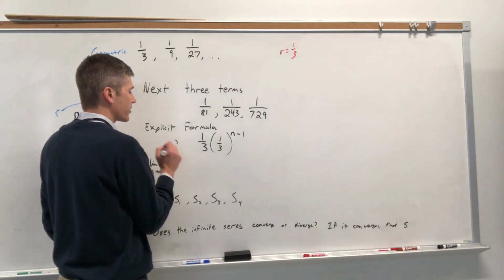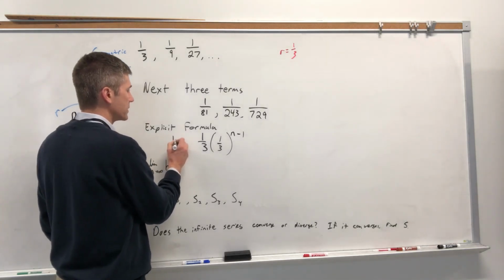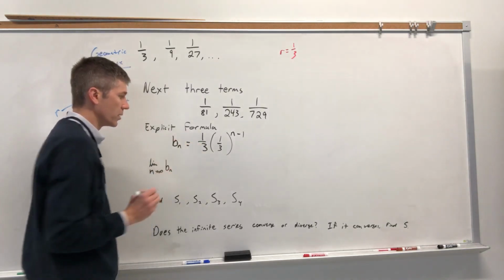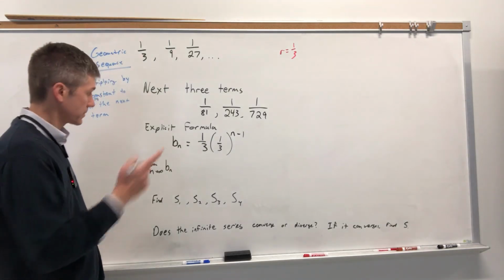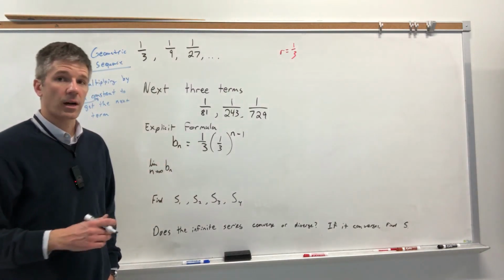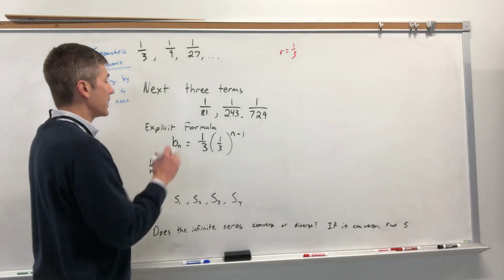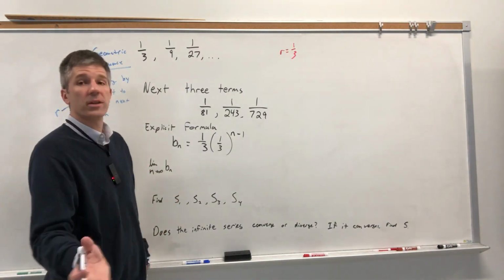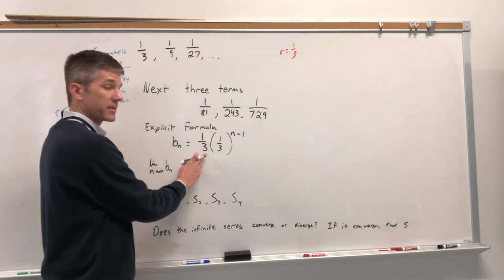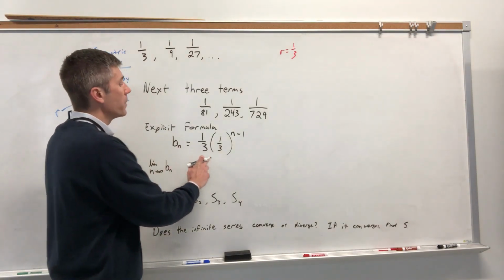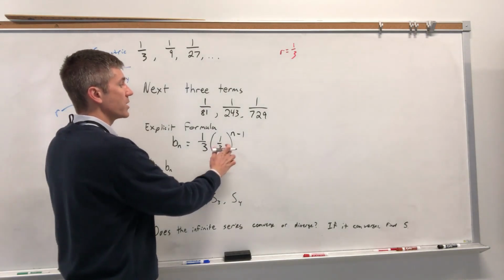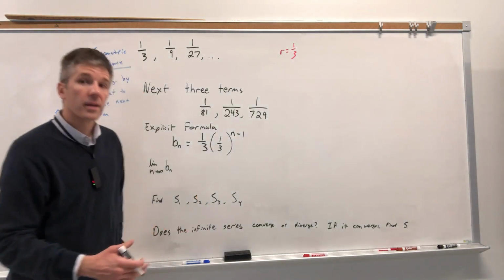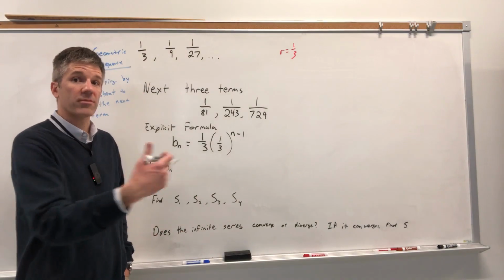So the nth term, I almost wrote A, we're going to call it B. Call it what you want, but the directions on the paper say call it B. So this sequence called B has an explicit formula of B sub n, the nth term, whatever term I'm looking for, would be 1/3, this is my first term, multiplied by my common ratio raised to the n minus 1 power. Because again, that's how many times I would have to multiply to get there.